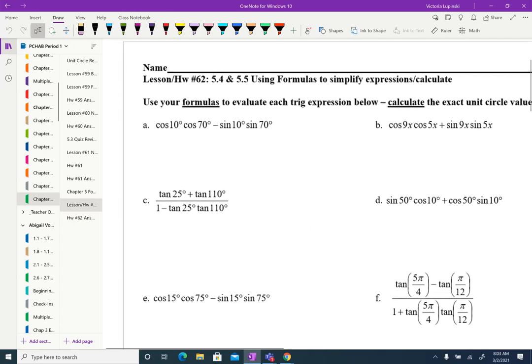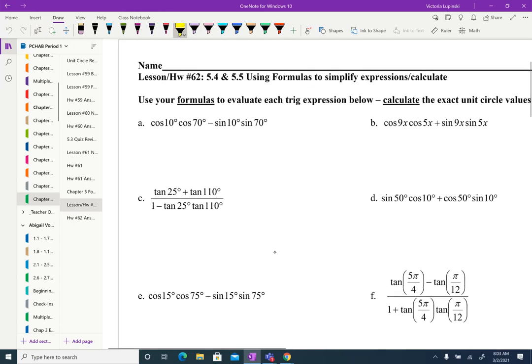And homework 62. I figured we'll just put it all together here. So we're going to do some of these together, and then you're going to go ahead and finish the rest for homework. So this is, again, basically just a getting to know you for all of the formulas on the formula sheet, or at least most of them that we haven't yet done.